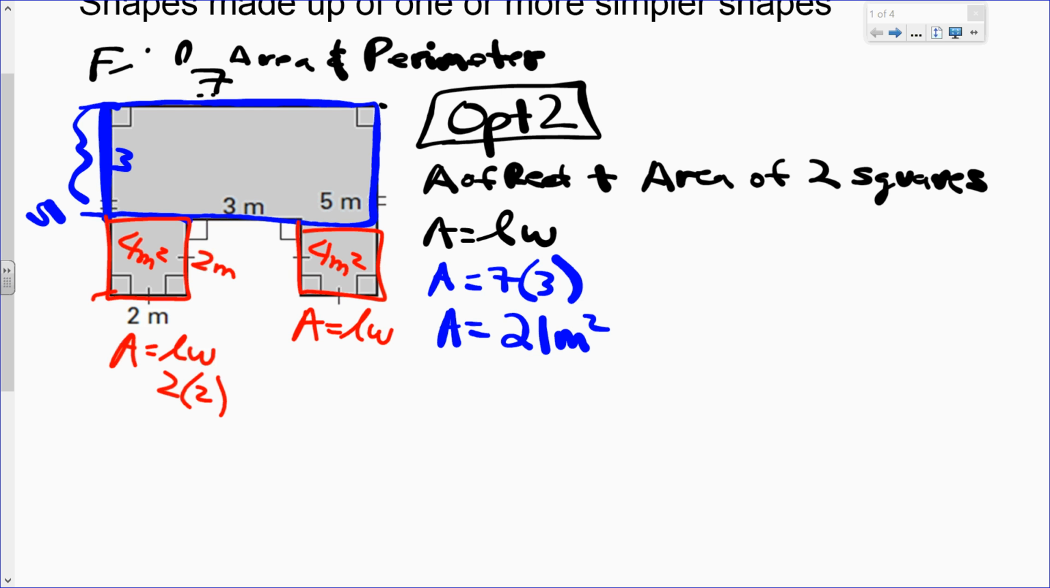So I have the top blue rectangle is 21 square meters plus 4 and 4 make 8. Lo and behold, we have 28 square meters. Actually 29, what am I saying? I need my coffee here. The coffee hasn't kicked in. Same answer, just from a different perspective.